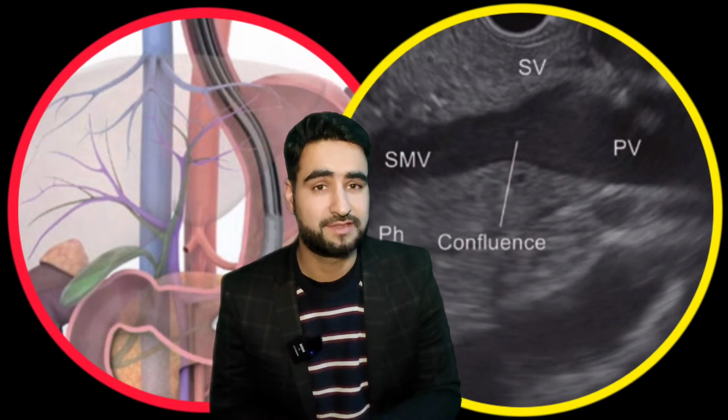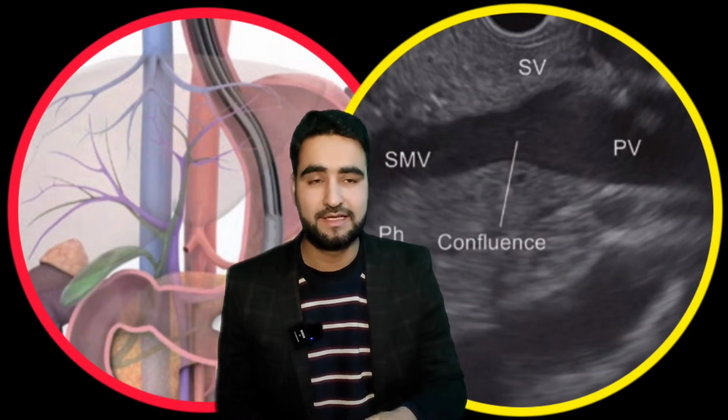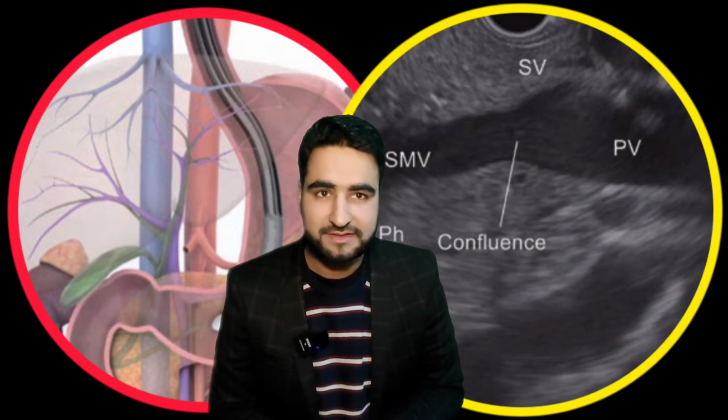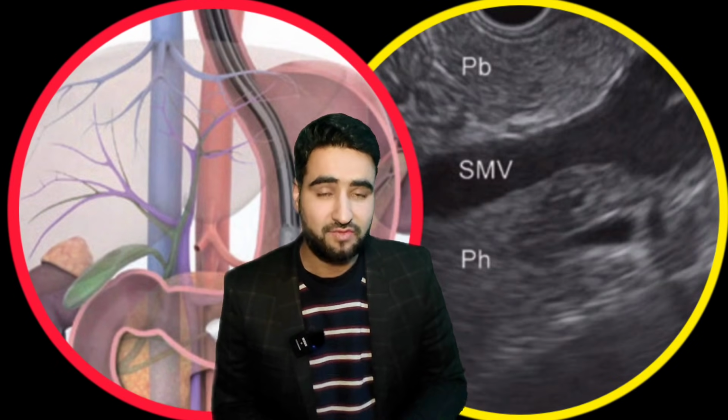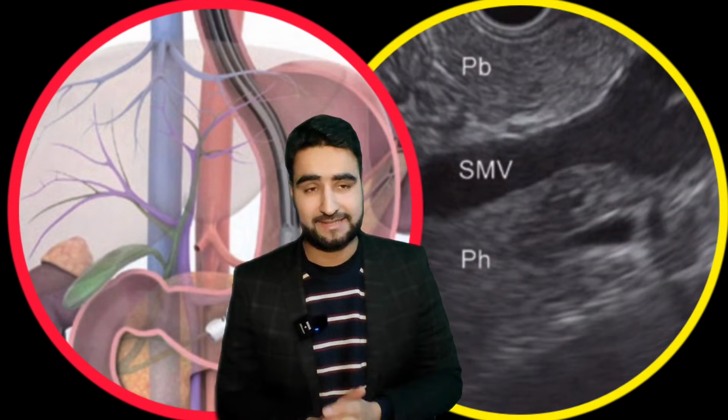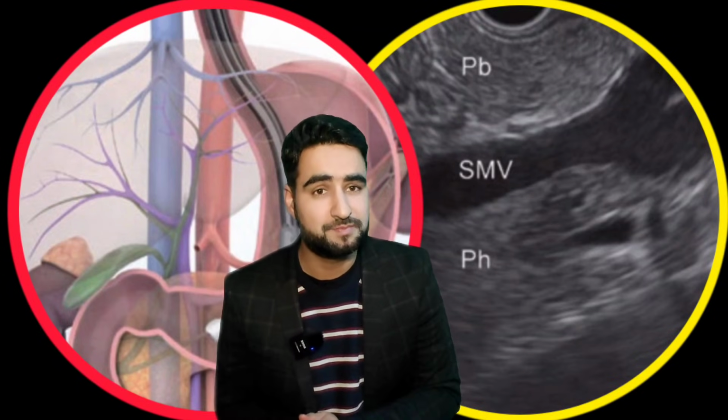Now push your scope down slightly while keeping the superior mesenteric vein in view. What you will observe, the pancreatic shadow appears bifurcated, split into two parts by the superior mesenteric vein. The part above the superior mesenteric vein is the body of the pancreas, which is nearer to the probe at this position.